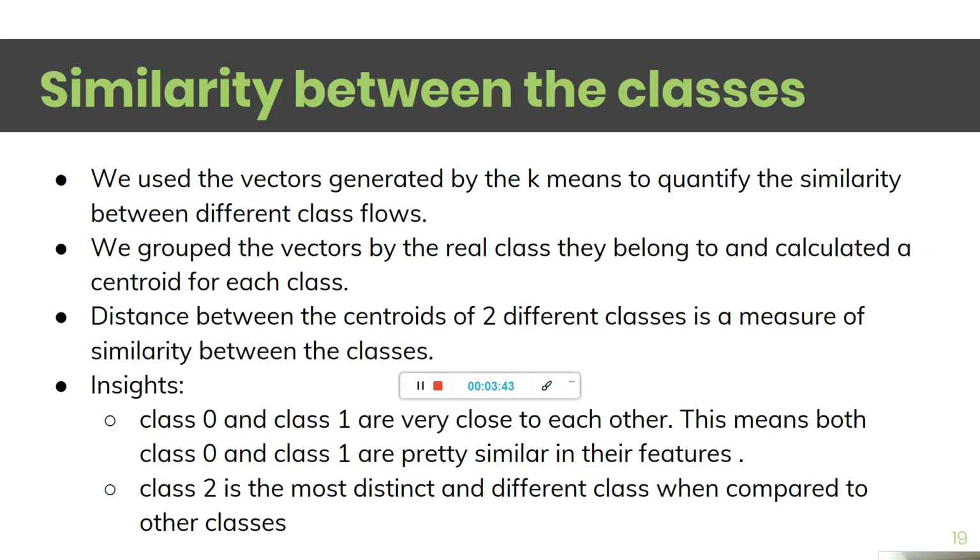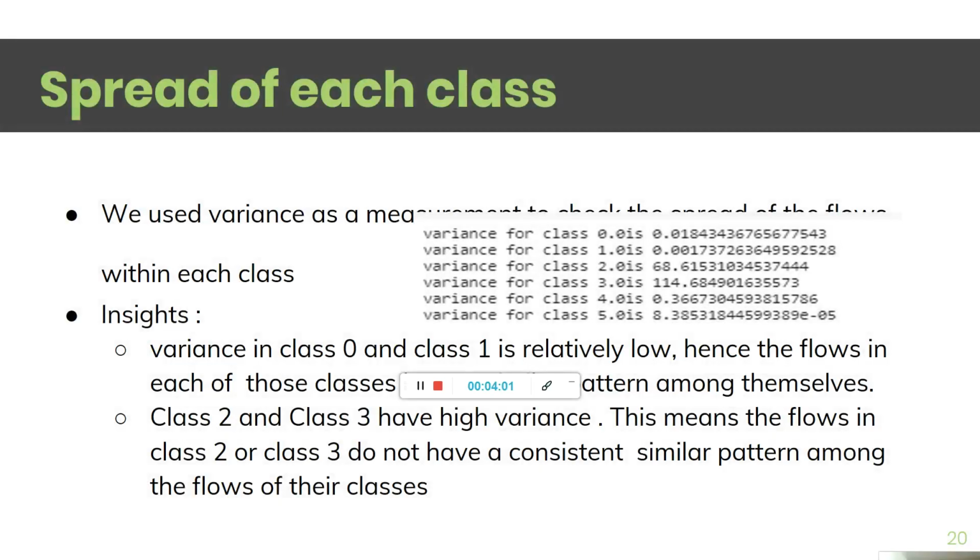Class 2 is the most distinct and different class, so when it's compared to other classes, it will be easy to classify it as class 2 or not class 2, as opposed to the case with class 0 and class 1, where you could be confused by the classifier.